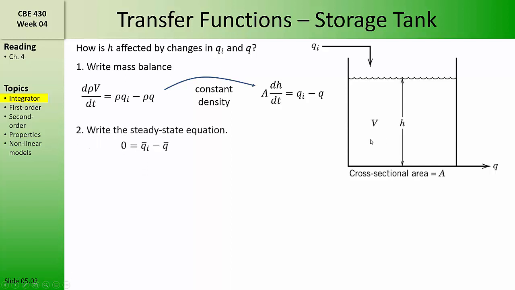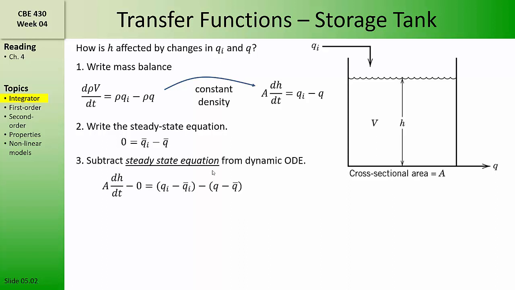Now let's consider what happens if the tank is operating at steady state. If it's operating at steady state, then of course none of the important process variables are changing with time, and the time derivative of the height must be zero. That is, there's no accumulation. We'll indicate that the flow rates are at their steady state values with the bar accent on top of the variables. Next, we'll subtract the steady state equation from the dynamic ordinary differential equation.